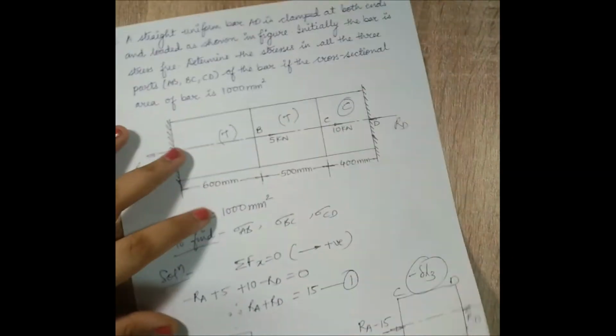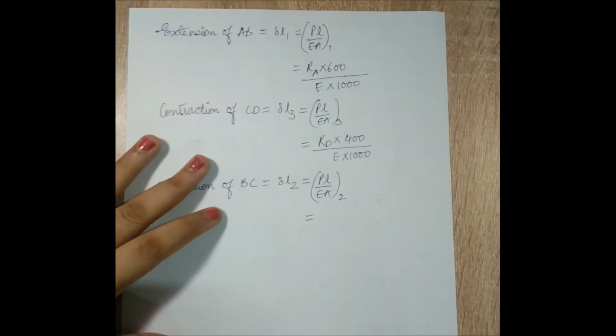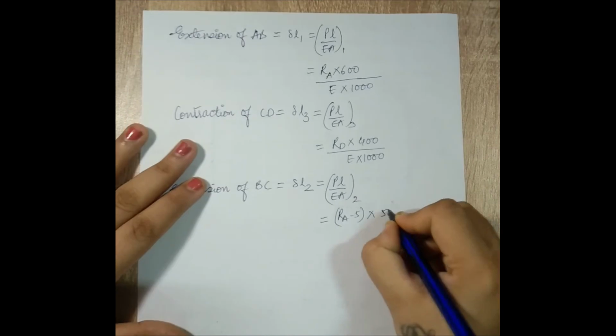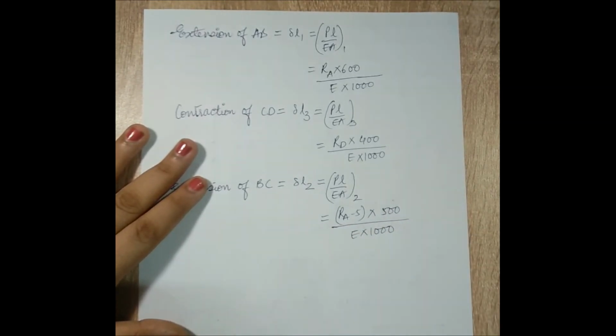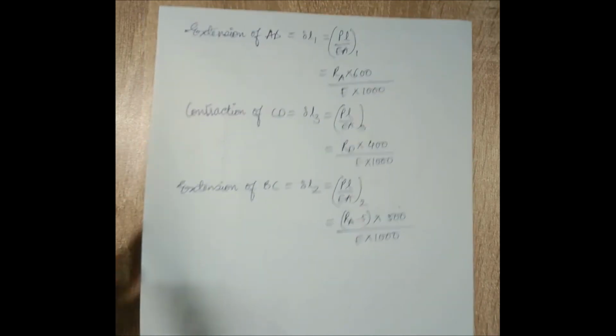The value of P, if you look here, it is RA minus 5 or 10 minus RD. You can take either one of the two. So I am taking RA minus 5. The length is 500. Value of E is E and area is 1000. So this is how I have written for all three of them.